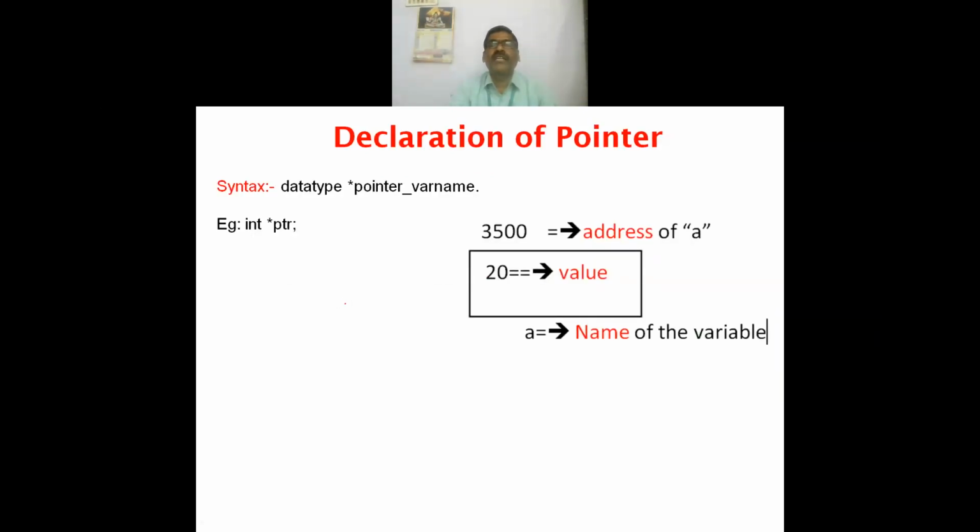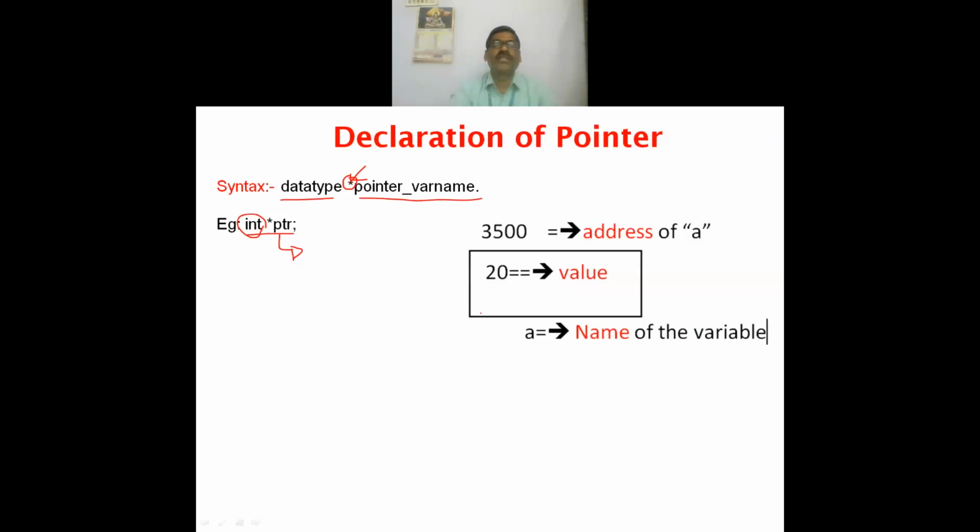Now, how do we declare a pointer? The syntax we have to follow for declaring a pointer is the data type, then a star, followed by the pointer variable name. If you remove the star, it becomes a normal variable declaration. If you keep the star, it becomes a pointer variable declaration. So here you are declaring int *ptr. So ptr is a pointer variable which is used to store the address of another integer variable.